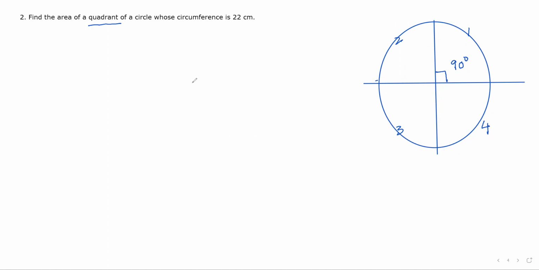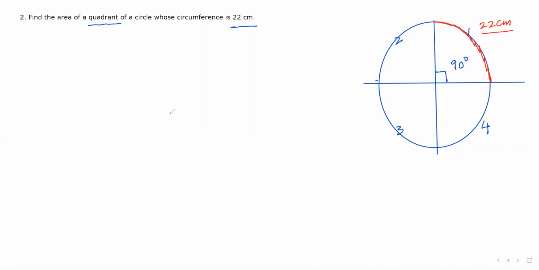So can any student tell how we can find it? Whose circumference is 22 centimeter. This is the circumference of the quadrant. That means this length is given, 22 centimeter. Now, how can you find the area? So many ways you can do it. Any student? Tell fast. Sir, I was having a doubt.